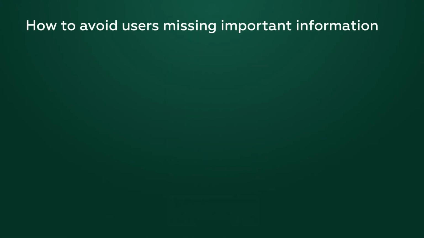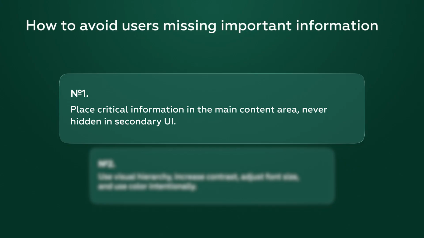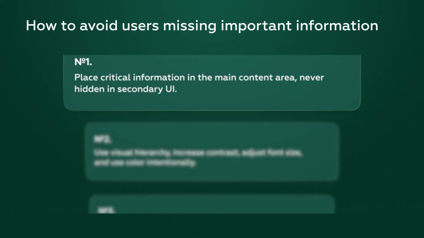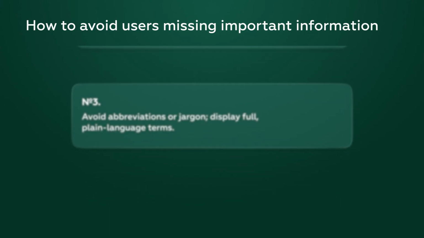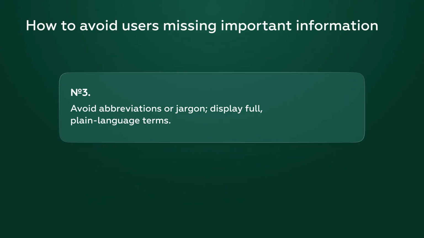Now let me share some pieces of advice for avoiding omission of important information. Place critical information in the main content area, never hidden in secondary UI. Remember, each extra click can be a dead end for the user. Use visual hierarchy to give essential details clear prominence. Increase contrast, adjust font size, and use color intentionally. Avoid abbreviations or jargon. Display full plain language terms.